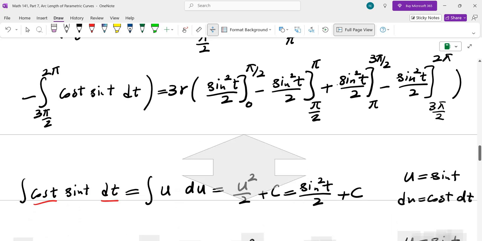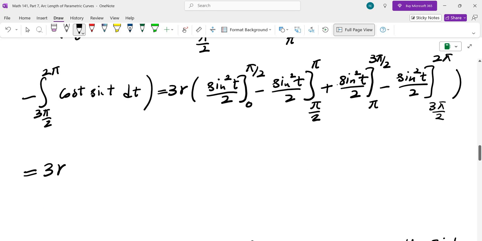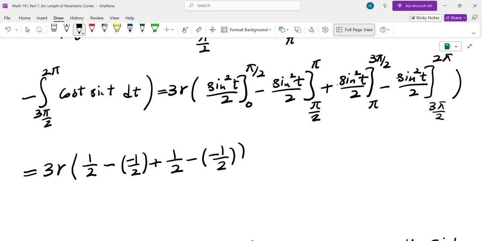And then we'll have to plug in those values. So we get 3r times sine of pi over 2, which is 1, so we get 1 half. Sine of 0 is 0. Minus sine of pi is 0. And then sine of pi over 2 is 1, so we get minus negative 1 half. The next one is plus 1 half. And then the last one is minus negative 1 half.